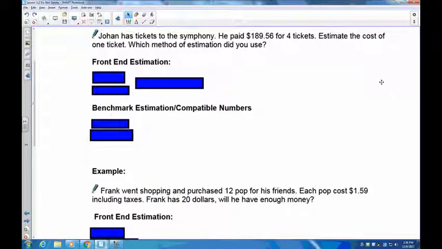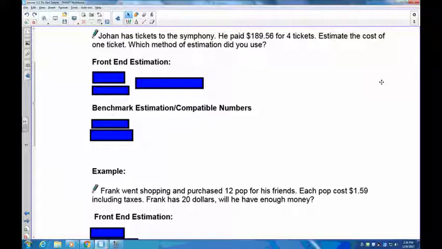All right, so here's some examples we're going to work with. John has tickets to the symphony. He paid $189.56 for 4 tickets. Estimate the cost of 1 ticket. And I'm going to do both methods here. I'm going to use front-end estimation to show you, and I'm also going to use benchmark and compatible numbers to show you what's going on. So pause the recording, and I want you to do both of these estimation methods, please.